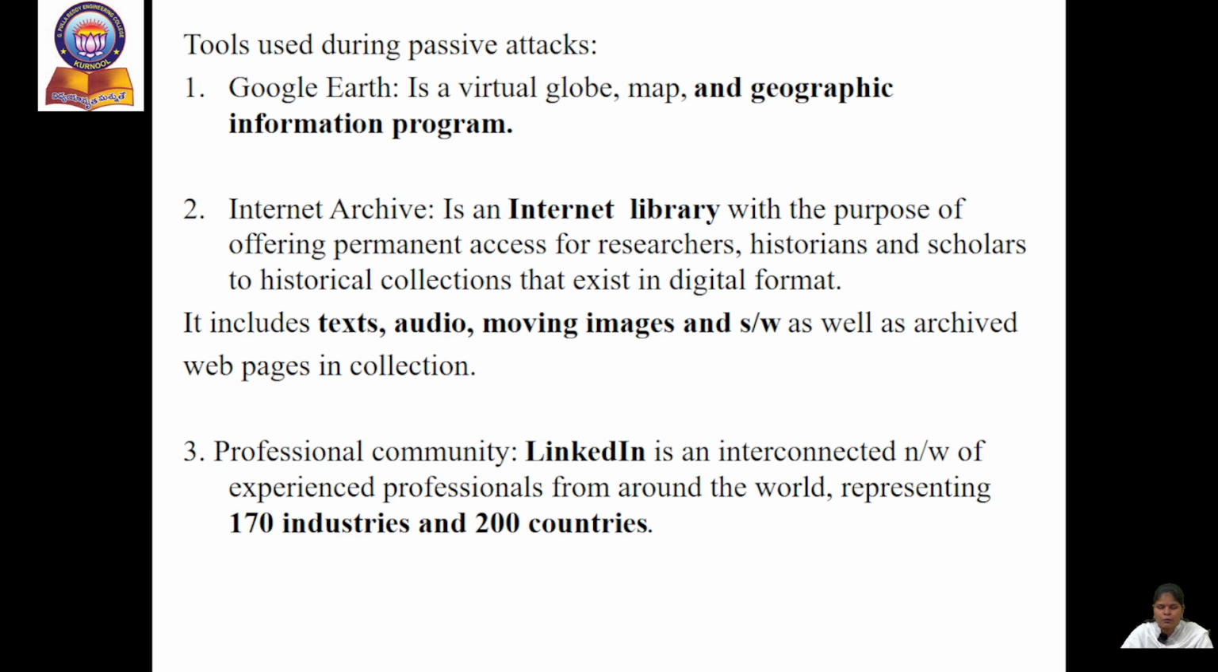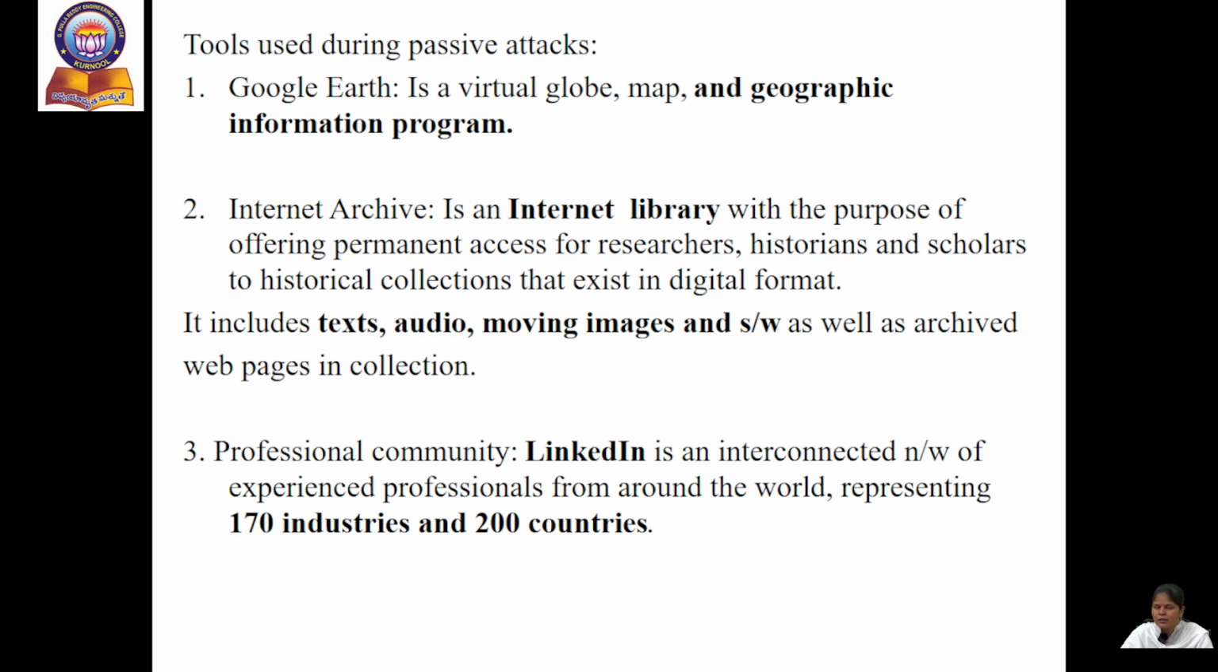First one is Google Earth. It is a virtual global map and geographic information system. It mainly provides location details. So what are all the locations that the victim has traveled so far? What are all the interesting sites or locations he has visited? Most of the places visited by the particular victim can be known using Google Earth.